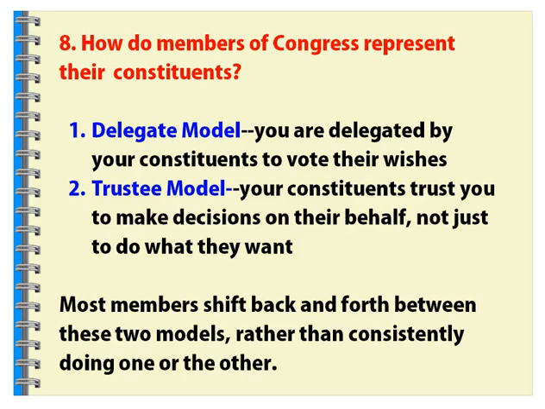Now, members of Congress have a couple of ways that they tackle their legislation. The two models we look at are called delegate and trustee. The delegate model is essentially they're voting the way their constituents would want them to vote.